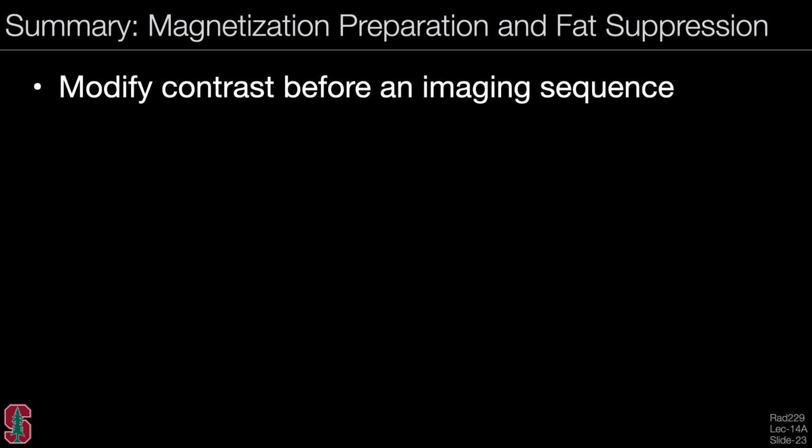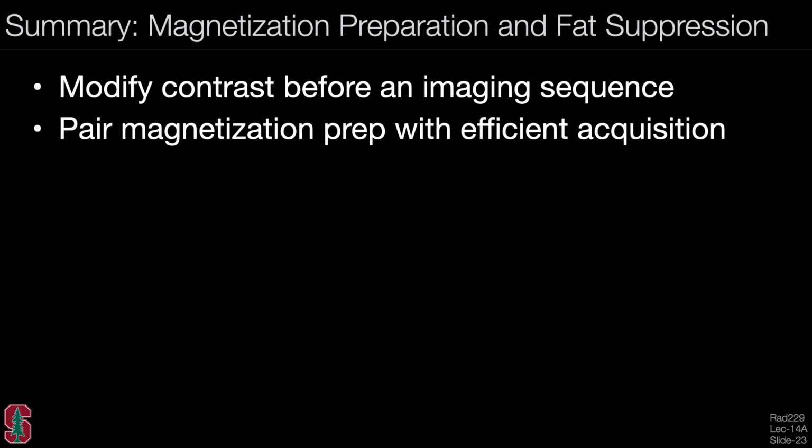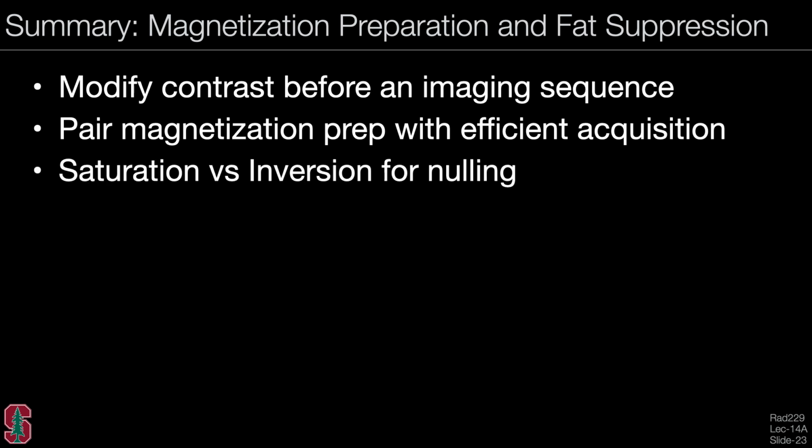So this brings us to our summary of magnetization preparation and fat suppression. So magnetization preparation is used to modify the contrast prior to an imaging sequence. We can pair the magnetization preparation with different types of efficient acquisitions. We can do saturations as well as inversions to null different signals, and we'll see examples in the next lecture.